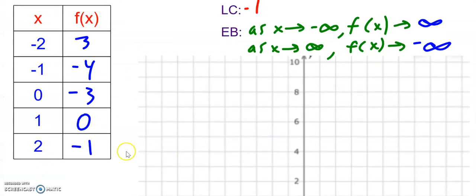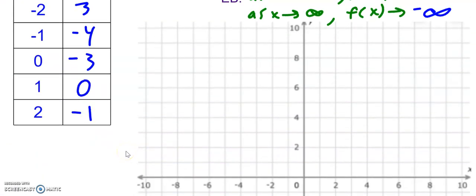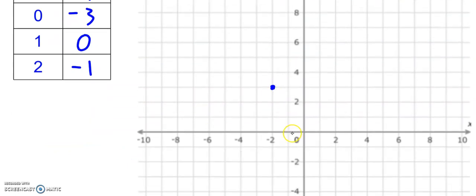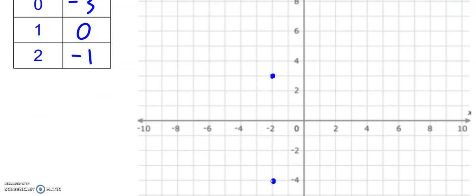So if I graph this, let's go ahead and plot these points. So -2, 3, -1, -4, whoops, -1, -4.